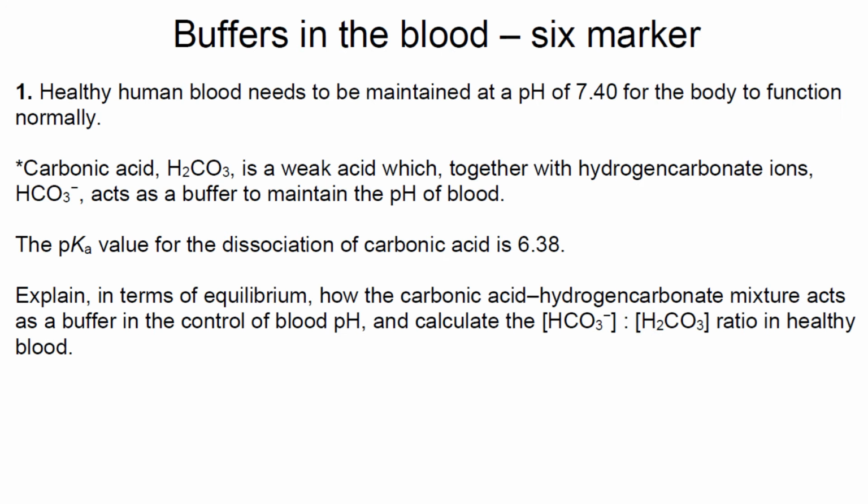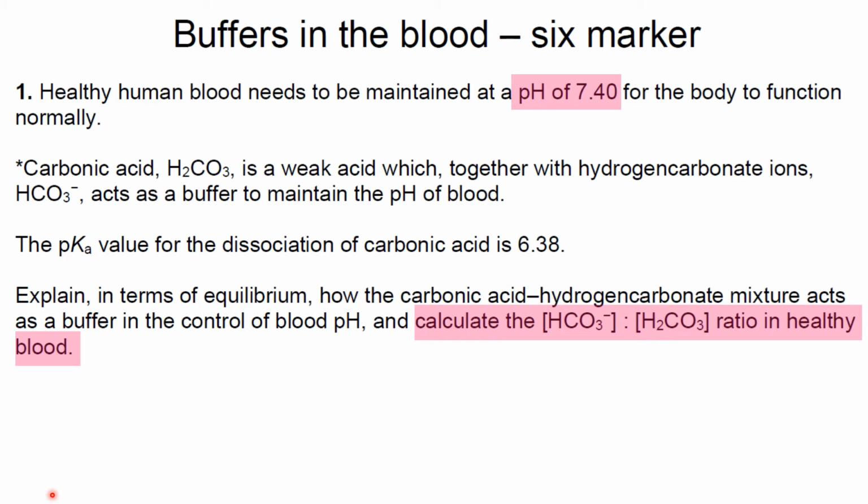So let's have a go. Let's have a look at a question. This is a 6 marker. You can tell that because it's got the little asterisk at the top. Where it tells you to explain in terms of equilibrium how the carbonic acid hydrogen carbonate mixture acts as a buffer in the control of blood pH, that's one strand of the answer. But I'm going to start with the calculate the HCO3 minus to H2CO3 ratio, because that's what we've just spent a little bit of time looking at.